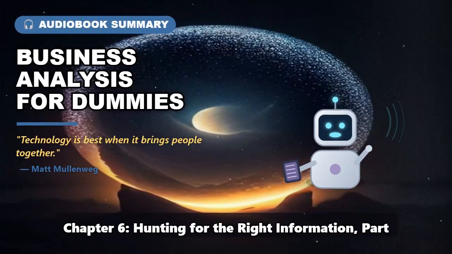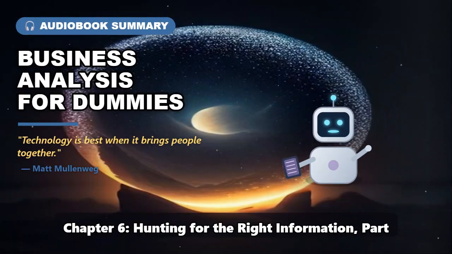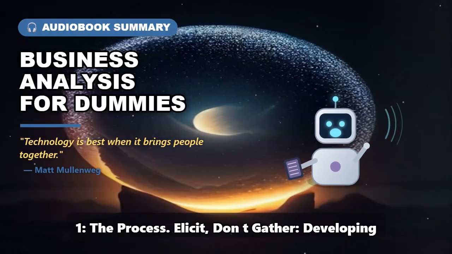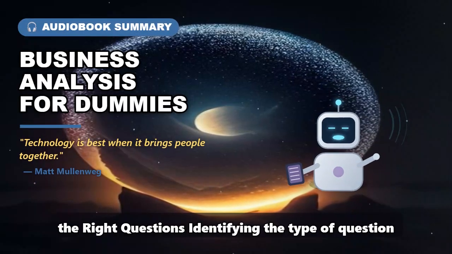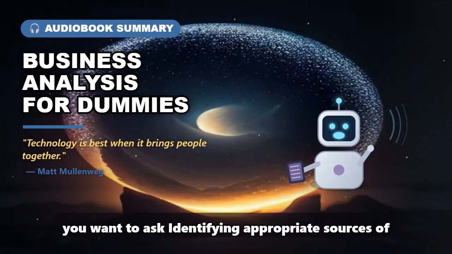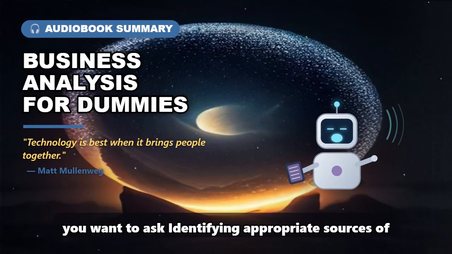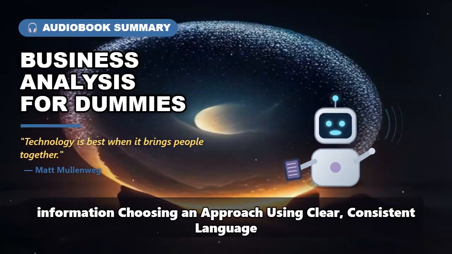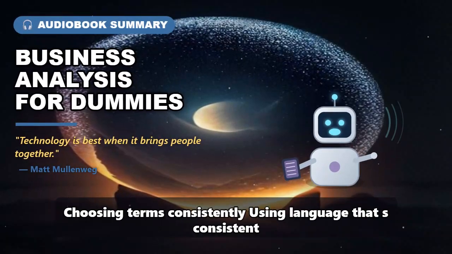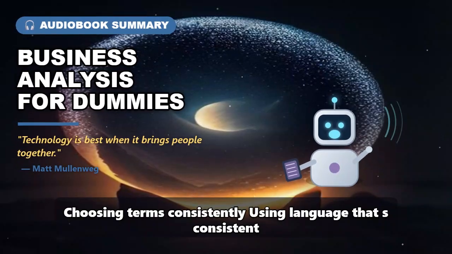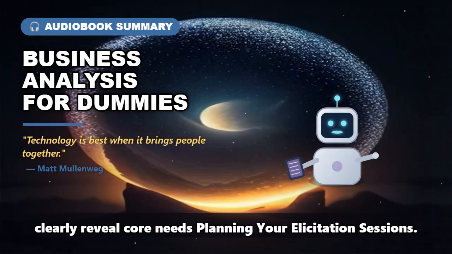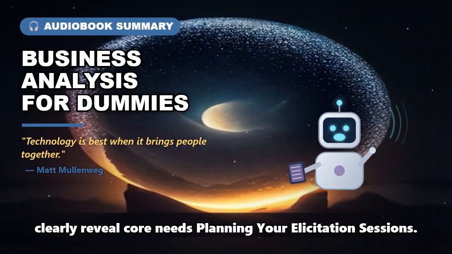Chapter 6: Hunting for the right information, Part 1: The process. Elicit, don't gather. Developing the right questions, identifying the type of question you want to ask, identifying appropriate sources of information, choosing an approach, using clear, consistent language, choosing terms consistently, using language that is consistent with the company's language, framing questions that clearly reveal core needs, planning your elicitation sessions.